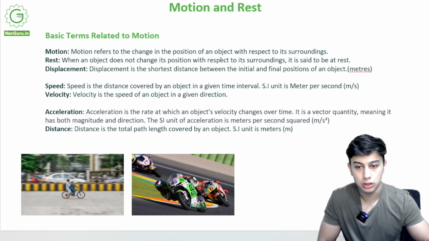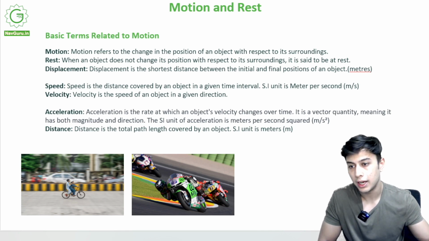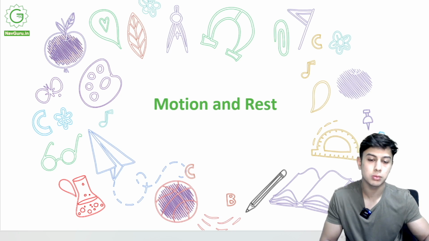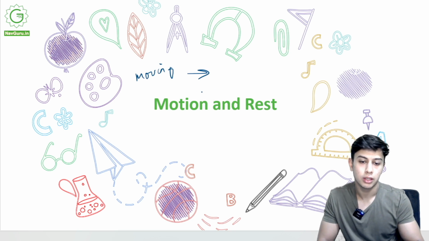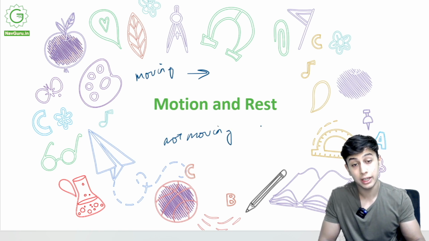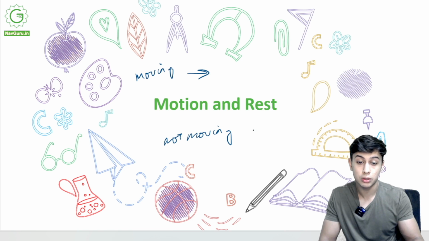Now, what is motion? Motion is something moving, moving in a direction. What is something at rest? Not moving, in simple terms. I'm sitting somewhere, I'm at rest right now. If I was walking, I would be in motion. So that's the basic definition.